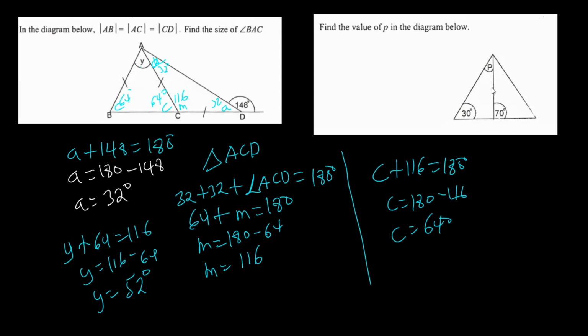Now over here we have to find the value of P in the diagram. Using the same property, P plus 30 is equal to 70, because the sum of two interior opposite angles is equal to the exterior angle, which means that P plus 30 degrees is equal to 70 degrees. And 70 minus 30, P is equal to 40 degrees.